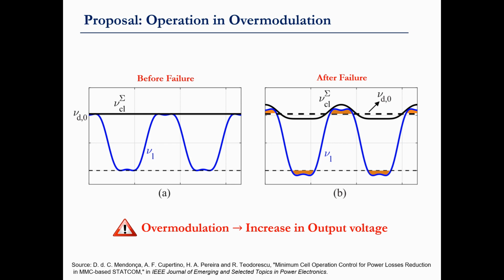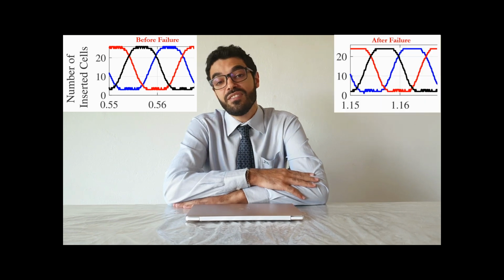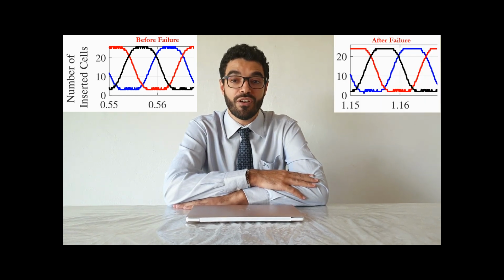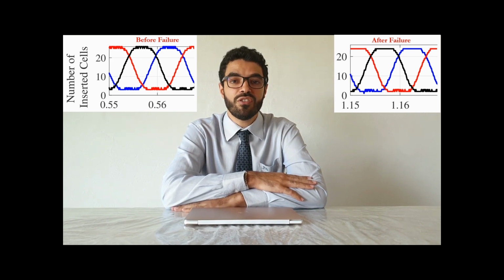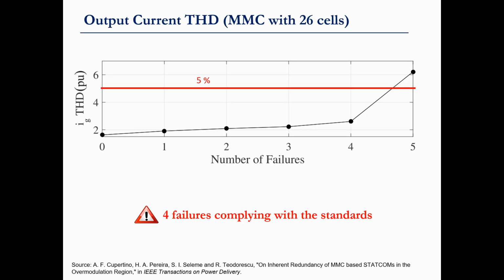Usually, the overmodulation region is avoided due to the increasing harmonic distortion. Nevertheless, when the number of cells is high enough, MMC is modulated through a staircase scheme, nearest level control for example. Therefore, the increase in the THD in the beginning of the overmodulation region is negligible. Based on this proposal, an MMC with 26 cells can operate after 4 failures without exceeding the recommended harmonic distortion levels.